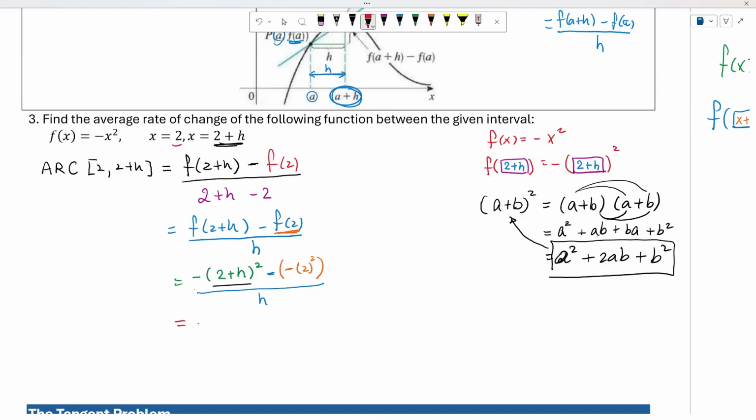So that means in this one right here, 2 is the first term, so I will have the first term squared plus 2 times the first times the second term, and then we add the second term squared. And of course, minus, in this case, this is negative 4 here, over h.